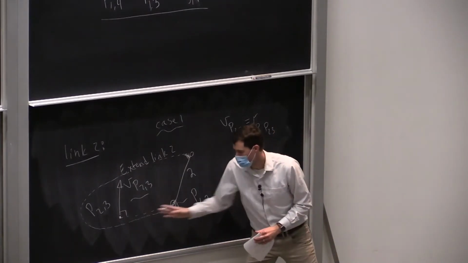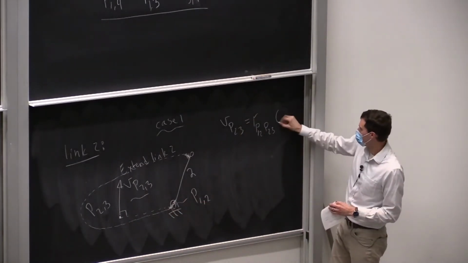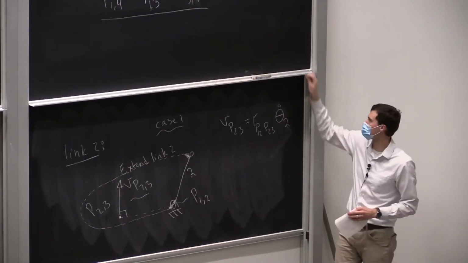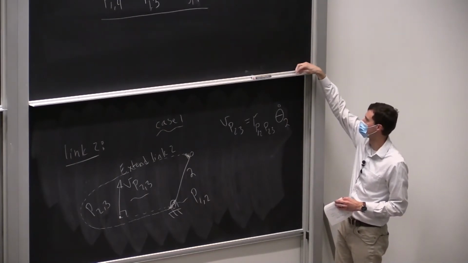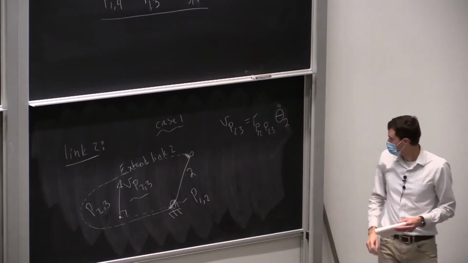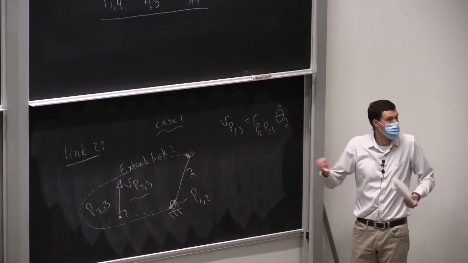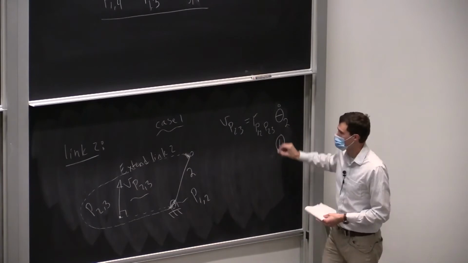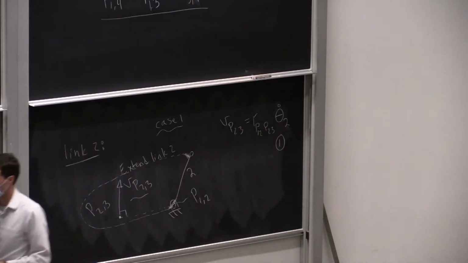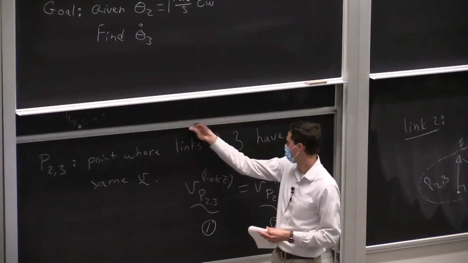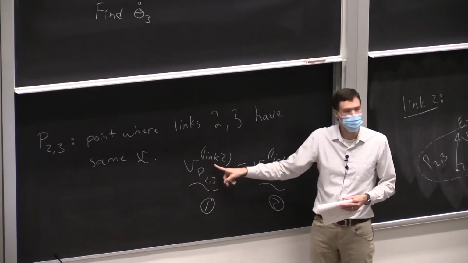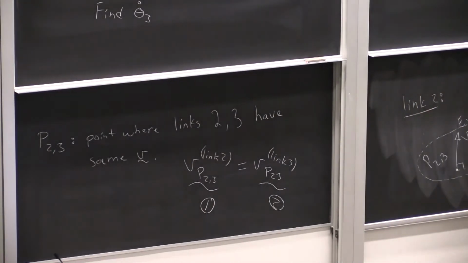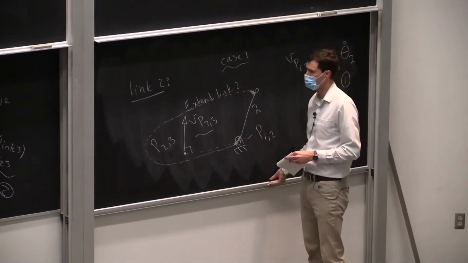That's sort of that moment arm there. And the rotation rate is going to be theta 2 dot, the rotation rate of our link of interest, link 2. Okay, and this is all there is to it. This is our analysis for link 2, and we call that part 1 of our solution method. That's the velocity of P23 acting like it's on link 2.